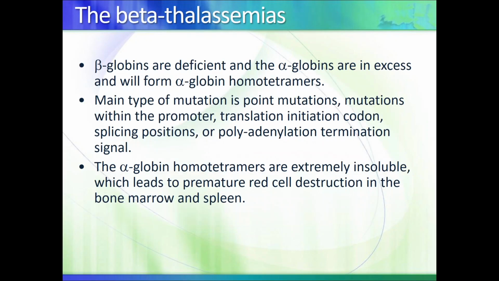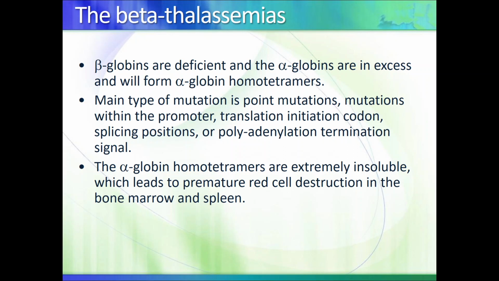Okay. So let's go over to beta thalassemias now. From the name, this is caused by a defect in the production of the beta globin chains, and that results from point mutations in the coding region of the gene itself, or mutations within the promoter region, in the translation initiation codon, in splicing locations, where the mRNA is not spliced properly, or in the polyadenylation termination signal. In this case, you would have a messenger RNA that is really long, and it cannot be processed properly. It cannot be transported outside the nucleus and so on.